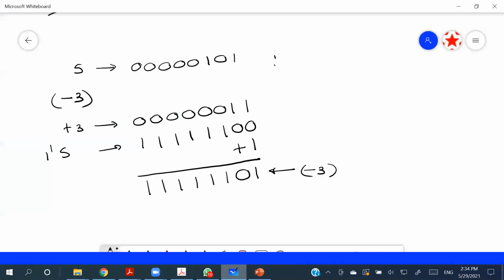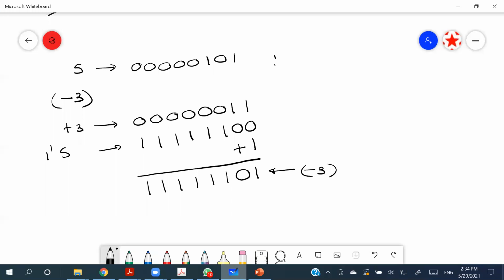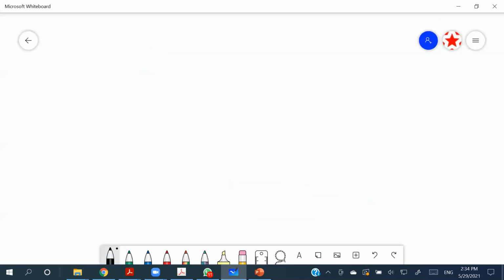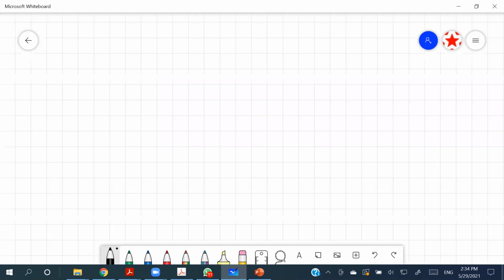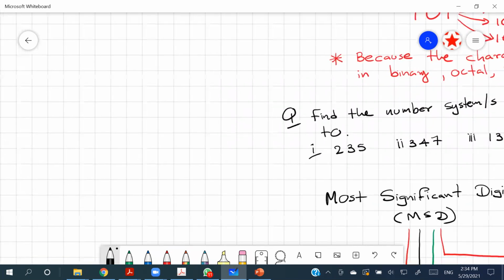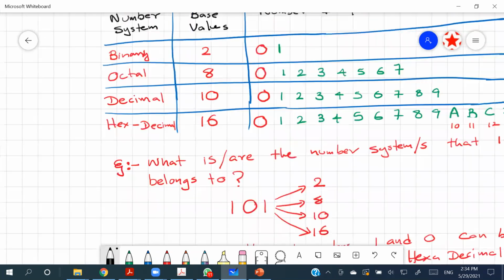Right. So we started the number system lesson, and what we have done is we discussed what the different types of number systems are, and then we discussed how these number systems are used in the computer, right? And we discussed what the number systems are that we are going to refer to.